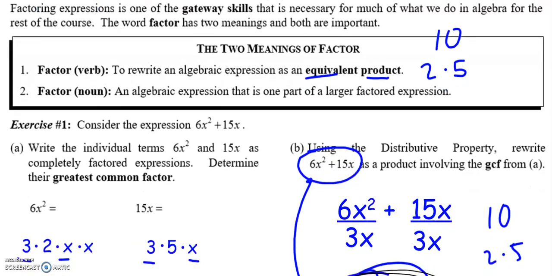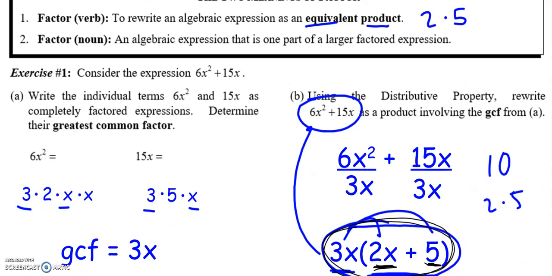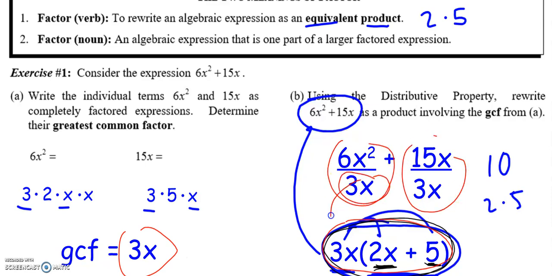Okay, let's try this again. This is what I was trying to do. This term right here is completely factored. So once you have that GCF, you're going to divide the terms. Make sure you put that GCF out in front like we did there, and you're going to completely factor it.